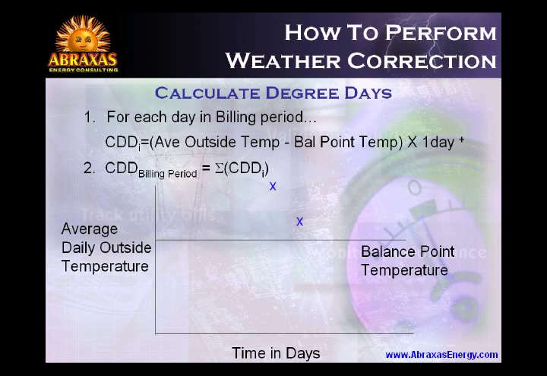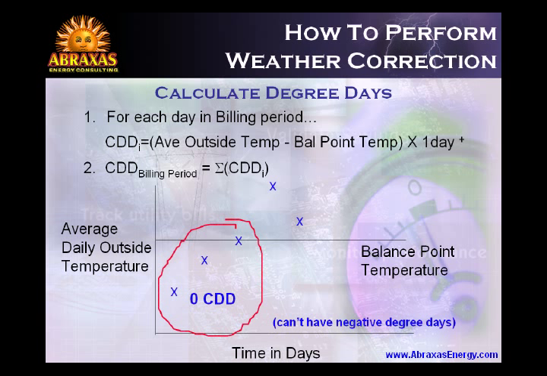It should also be noted that you cannot have negative degree days. Let's say I have a balance point temperature of 65 degrees and an average temperature of 55 degrees. Cooling degree days would be 55 minus 65, which is negative 10, multiplied by 1 day. We cannot have negative 10 degree days. Instead, the number of cooling degree days for the day is 0.